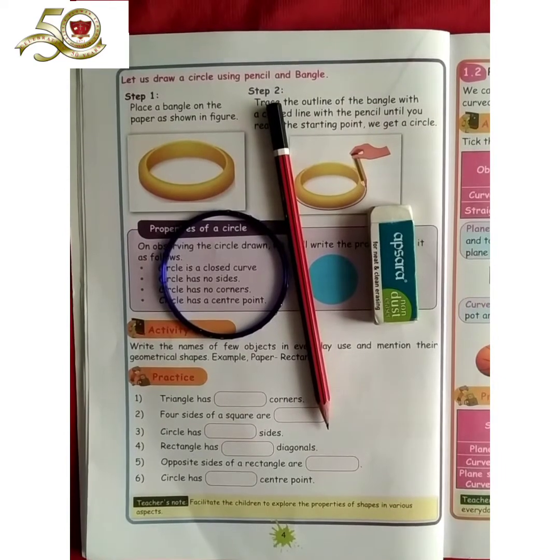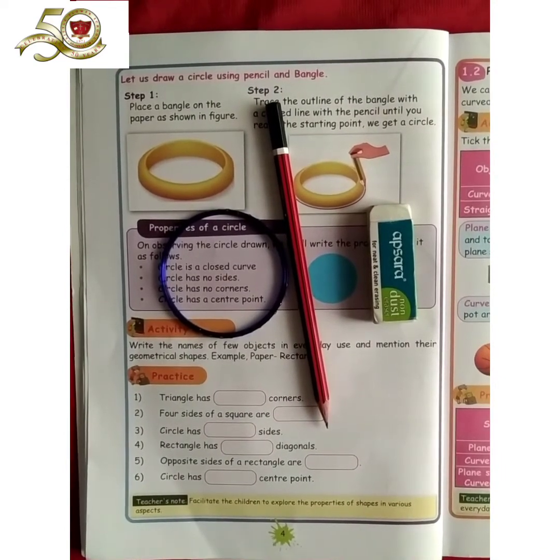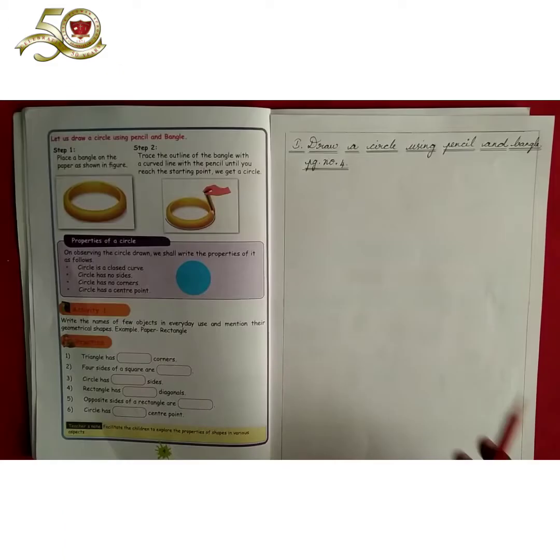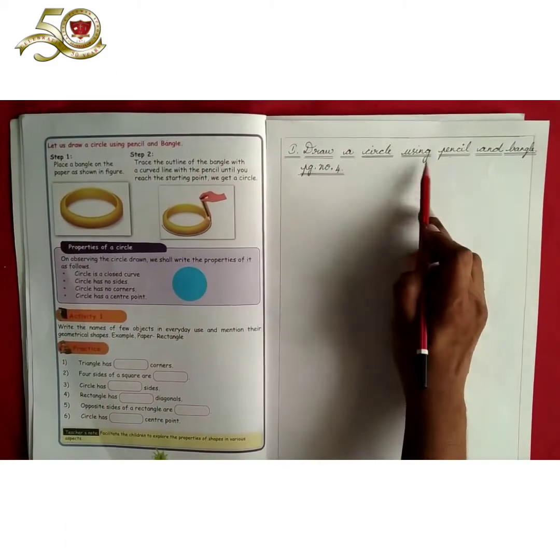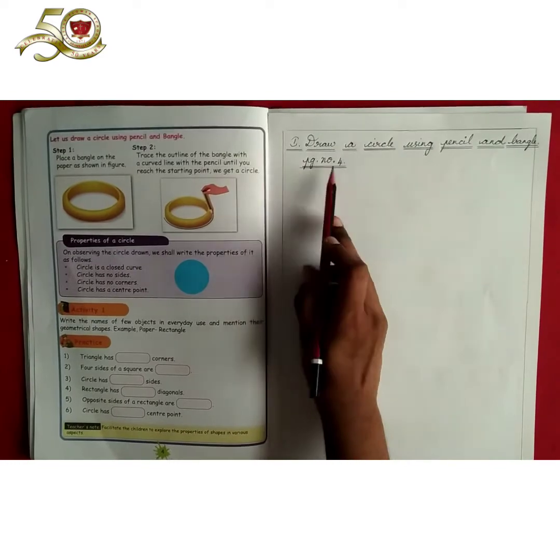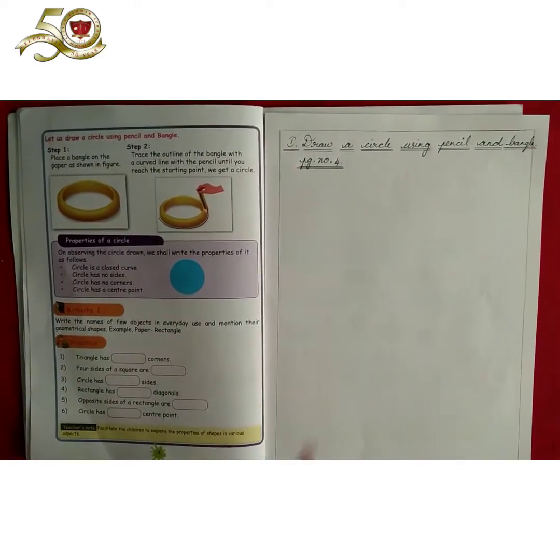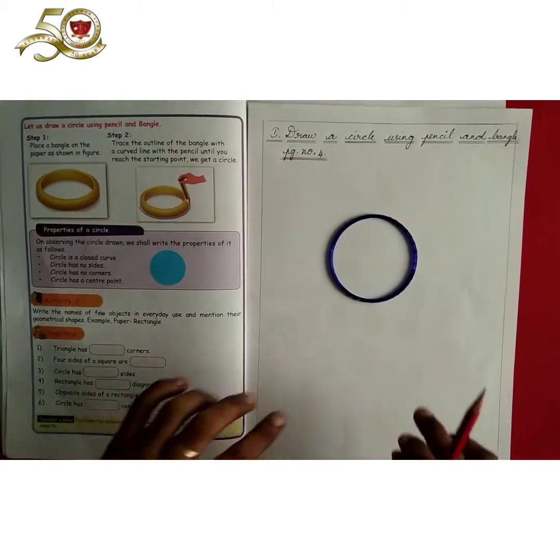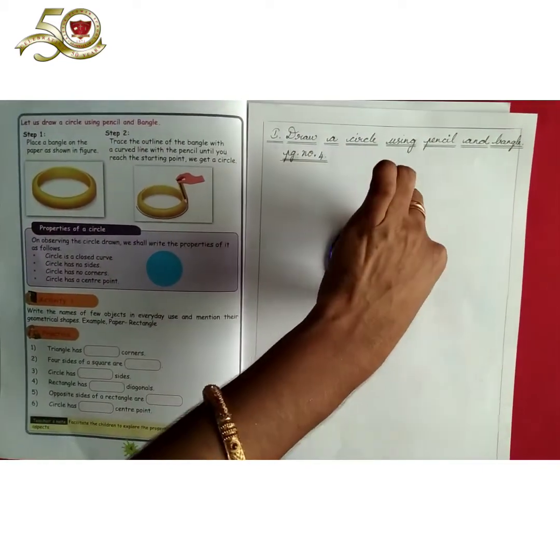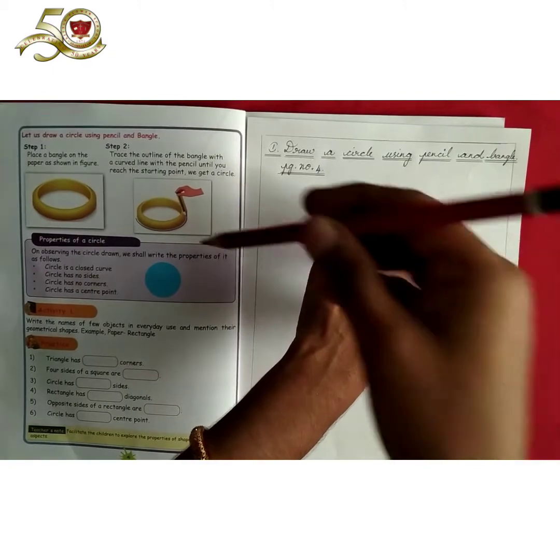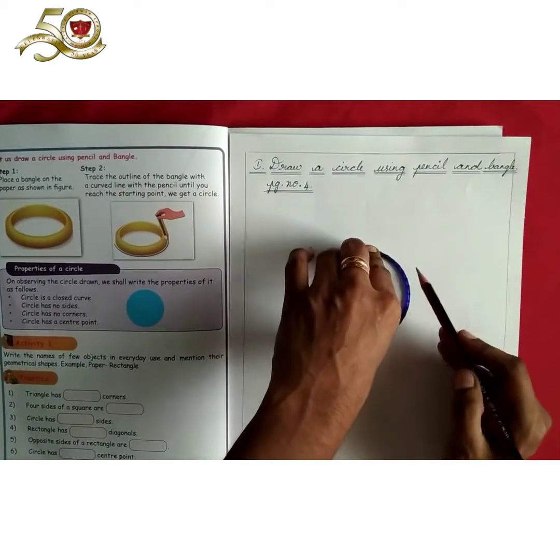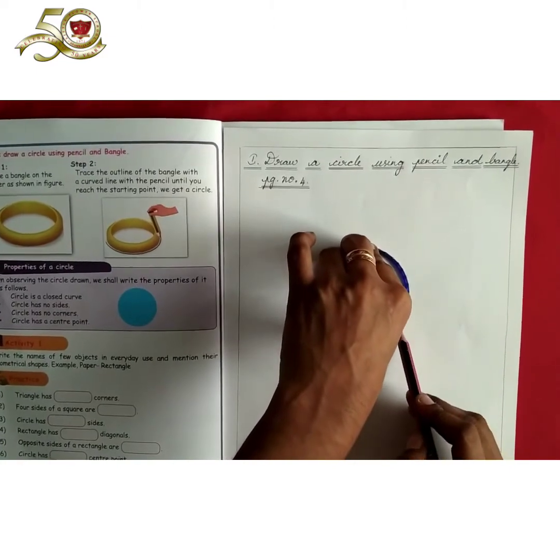So students, are you all ready? Okay, now I will show you how to draw a circle using a bangle. Students, draw a circle using a pencil and a bangle. It is on page number 4. So now I am going to take step 1. I am going to place a bangle. See, carefully you have to place the bangle. Hold it like this. Take a pencil. You have to handle it like this only. And you have to start the circle.